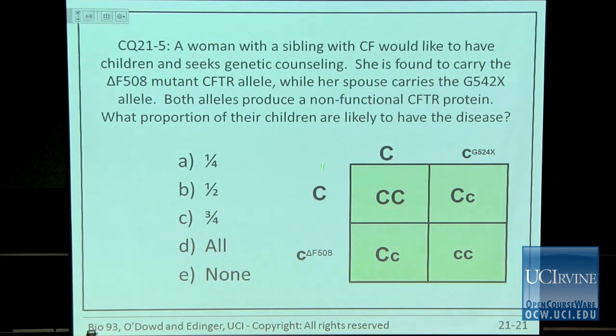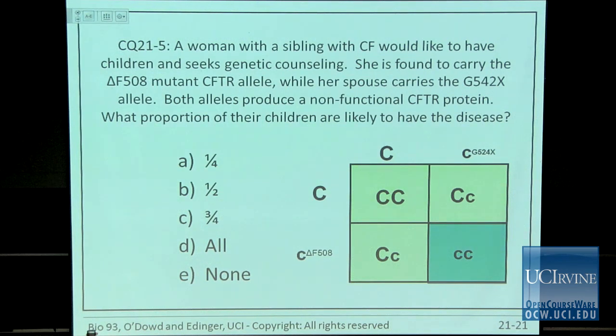Okay, both of these people are heterozygotes, and they're going to have one that's homozygous recessive. It's a little bit confusing that they have different alleles, but both alleles are non-functional. So this heterozygote will have CF. They won't have a functional CFTR channel.